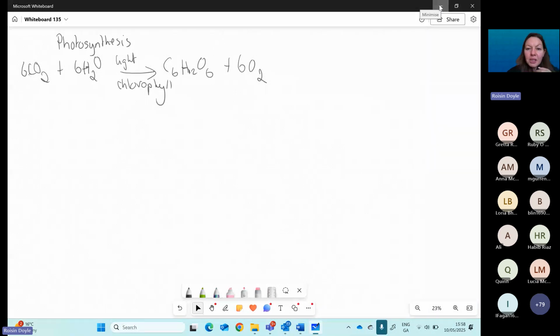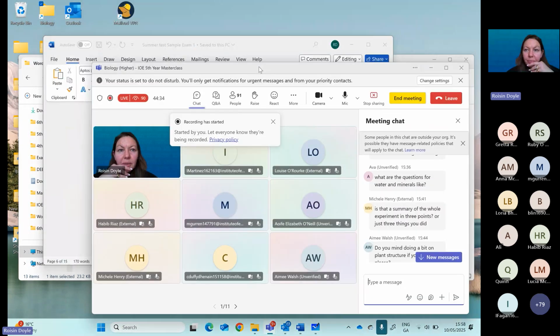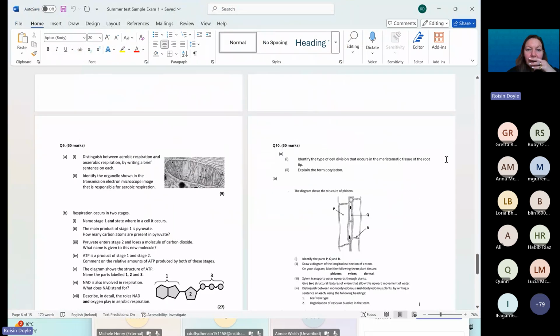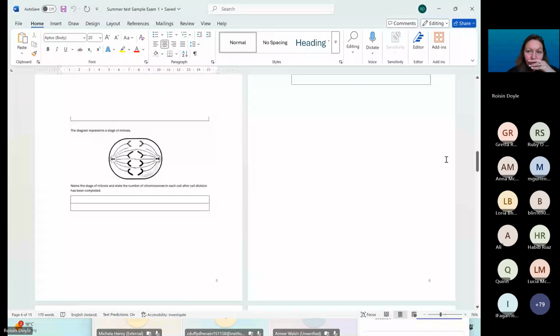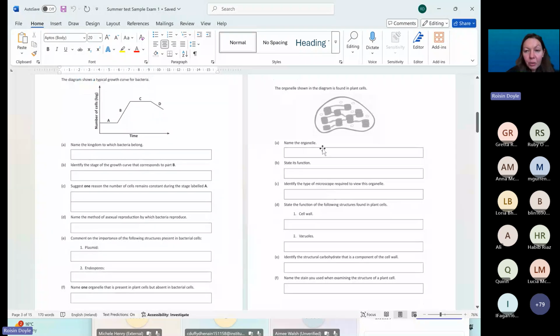In my summer exam that I just gave them here, I'm going to have to stop looking at those questions or it will freak me out and I'll start reading them. But in my own summer exam sample that I gave them, you can see here, there is a chloroplast. That's where photosynthesis will occur. It's the location of photosynthesis, and the type of microscope, of course, that you need is an electron microscope.